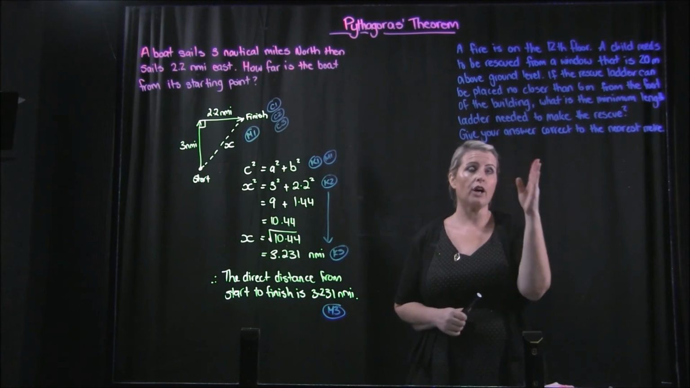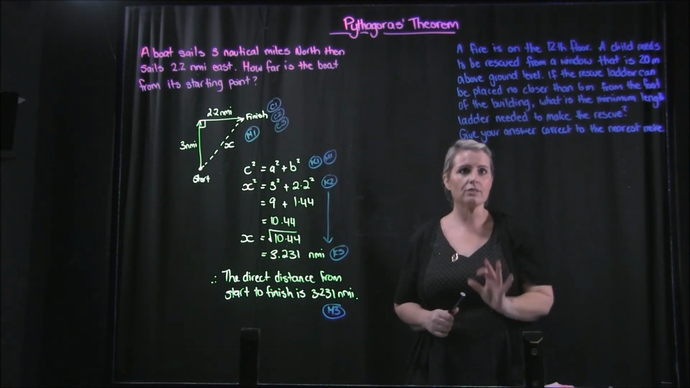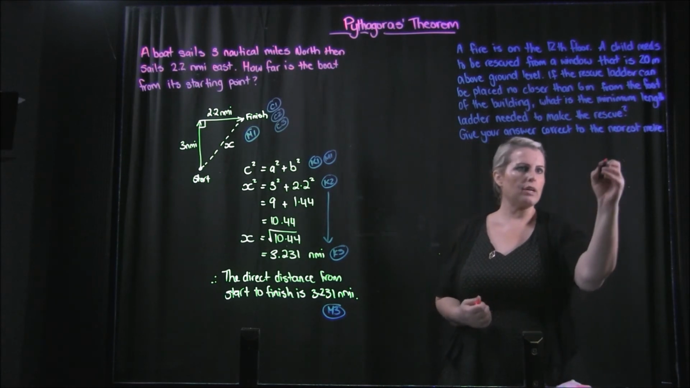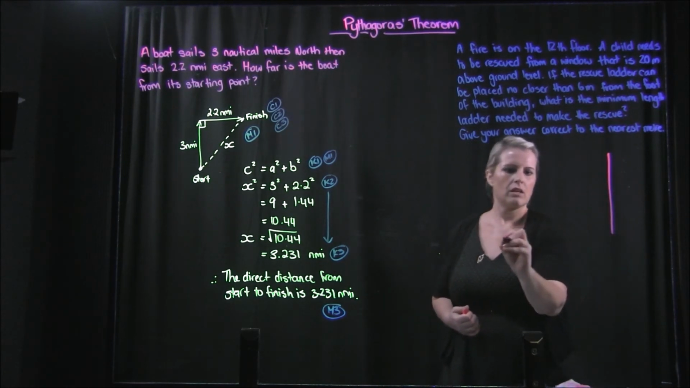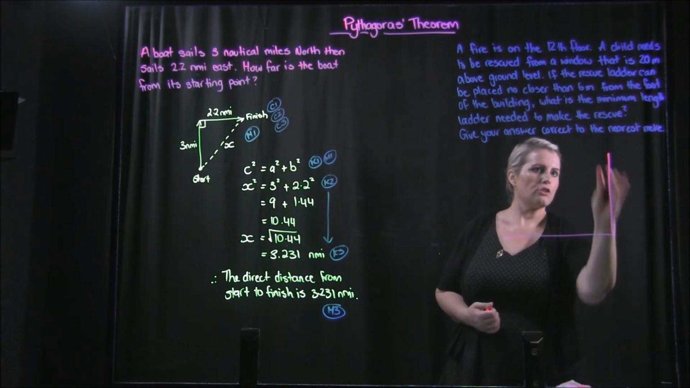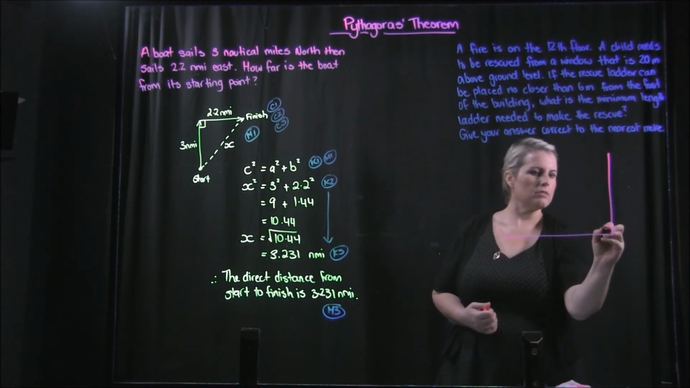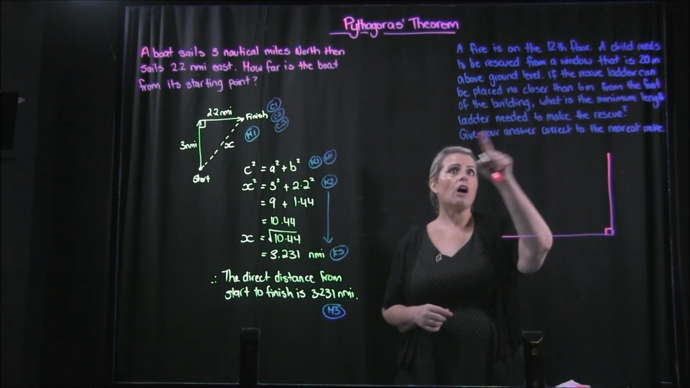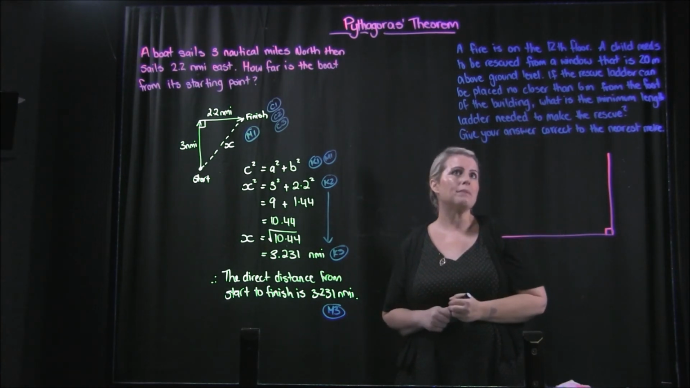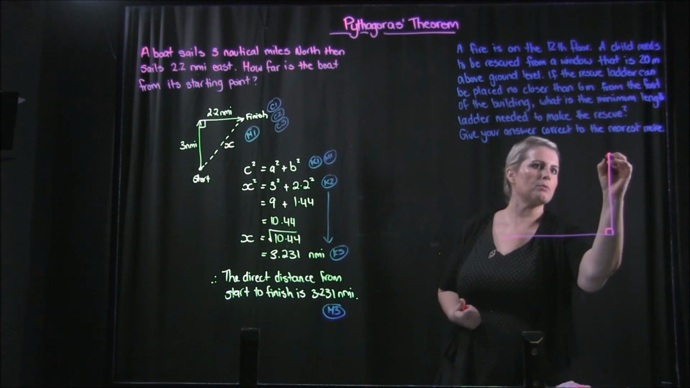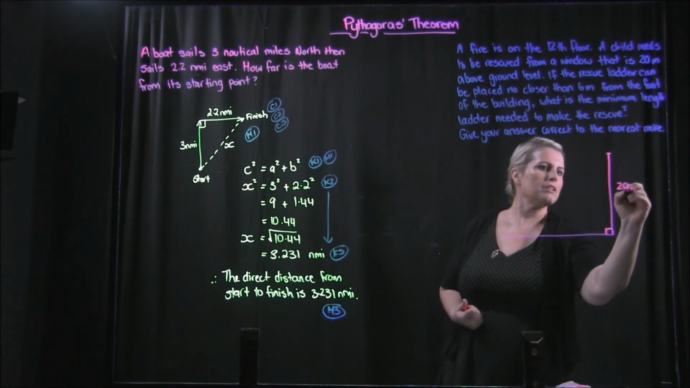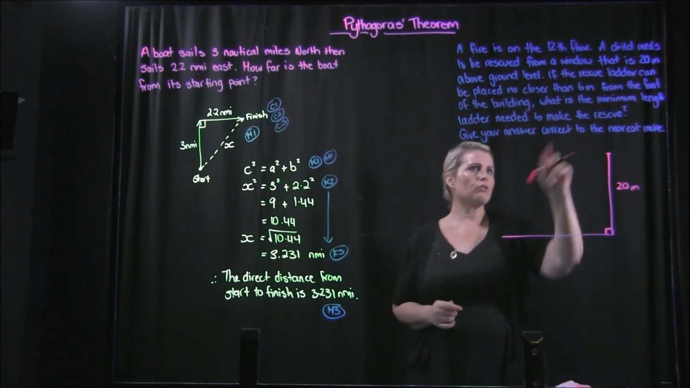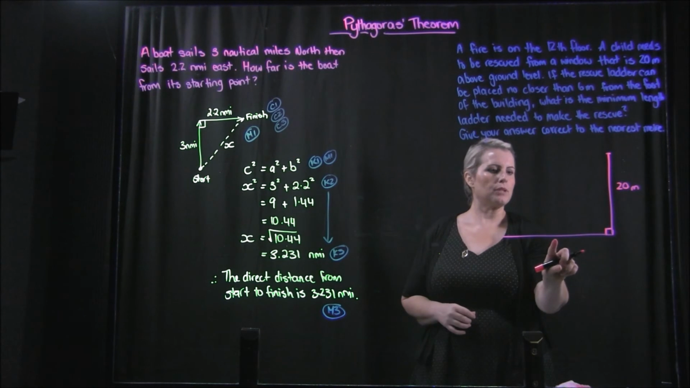Okay, so straight off I go, a fire is on the 12th floor. Doesn't really help me with drawing the diagram. So what I know is there's a building. So that's my building and that's my ground, and they will come at a right angle. That's as much as I know so far. A child needs to be rescued from a window that is 20 metres above ground level. Well, I'm making this the bottom of the window, so this is going to be 20 metres. If the rescue ladder can be placed no closer than 6 metres from the foot of the building.